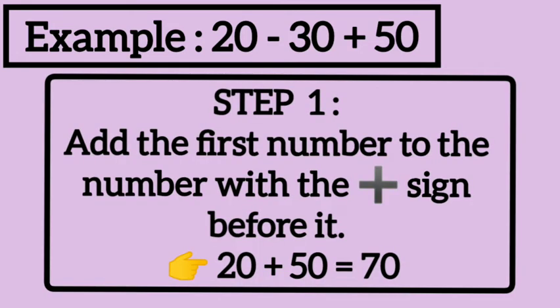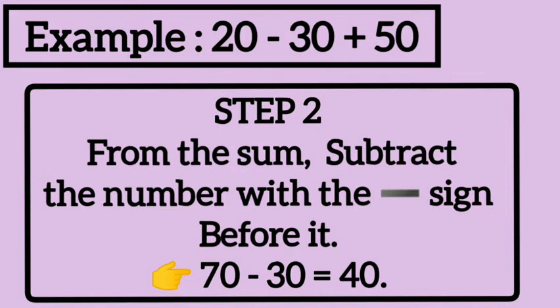Step 1. Add the first number to the number with the plus sign before it. In the three numbers 20, 30, 50, first we will write 20, and in 30, 50, which one is having plus sign before it? Yes, 50. So we'll add 20 plus 50, then we'll get 70.